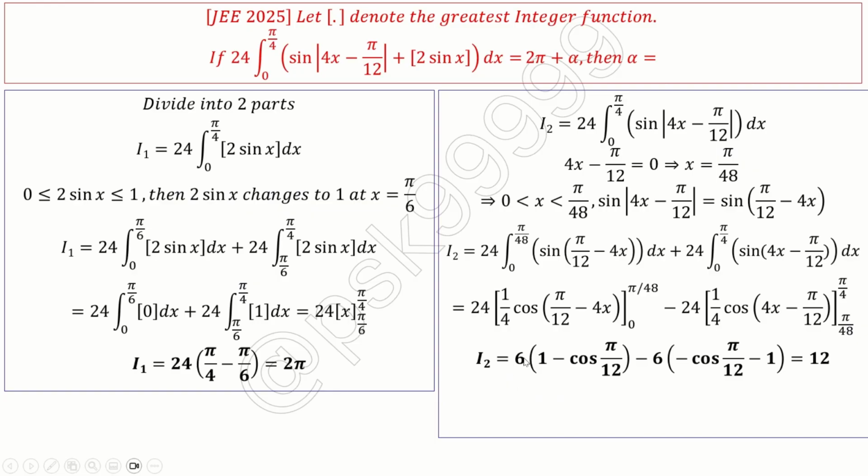This is 6 times, because 24 by 4 is 6, 6 times 1 minus cos pi by 12, minus 6 times minus cos pi by 12 minus 1, which is equal to 12. Now I is nothing but I1 plus I2, so 2 pi plus 12, which is 2 pi plus alpha. That means alpha is 12. Hope you understand this.